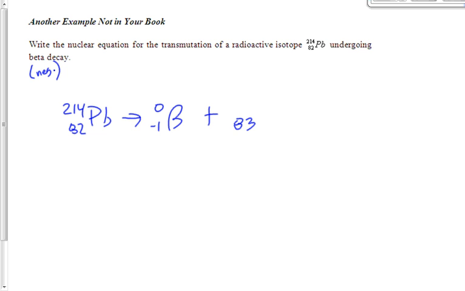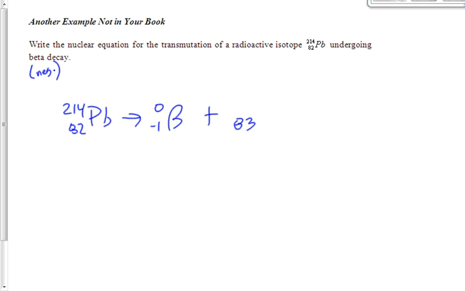What number do you think they're going to put there instead of 83? 81. Okay, they're going to put 81. That's wrong. It's got to be 83. Okay, 1 plus 81 would be 82. If it was beta plus decay, that would be an 81. But it's beta minus, so that's going to be an 83.